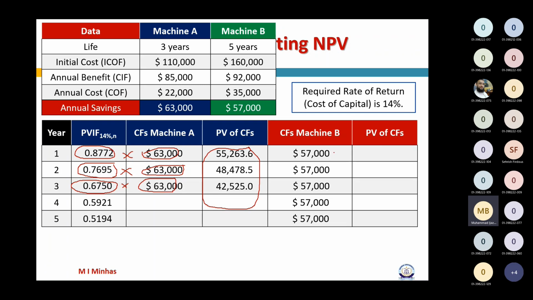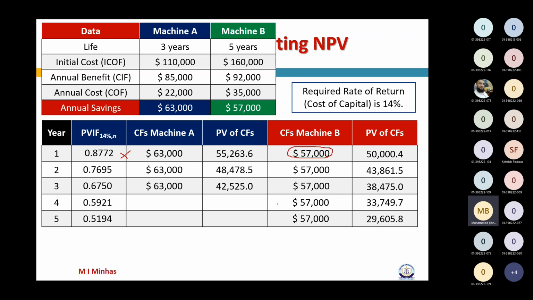Now I'll go to machine B, because there's no year 4 and 5 for machine A. So here, again, I will multiply these net cash flows by the respective interest factor, because the interest factor would remain the same for both machines. So these would be my present values for 5 years. Like when I multiply 57,000 by the present value interest factor of the fourth year, this is the value that I will get.